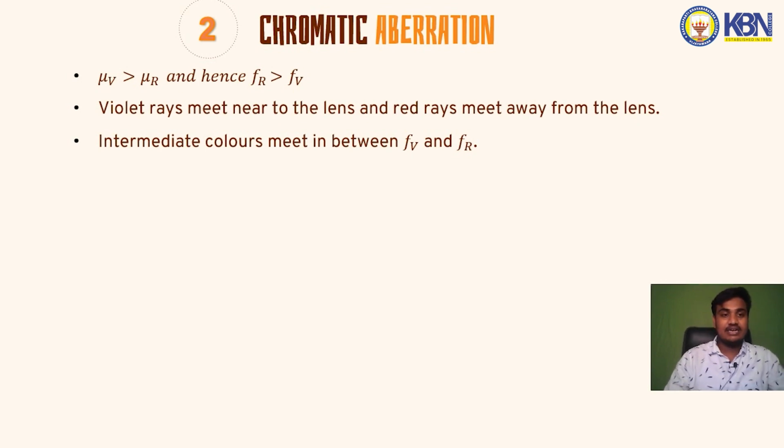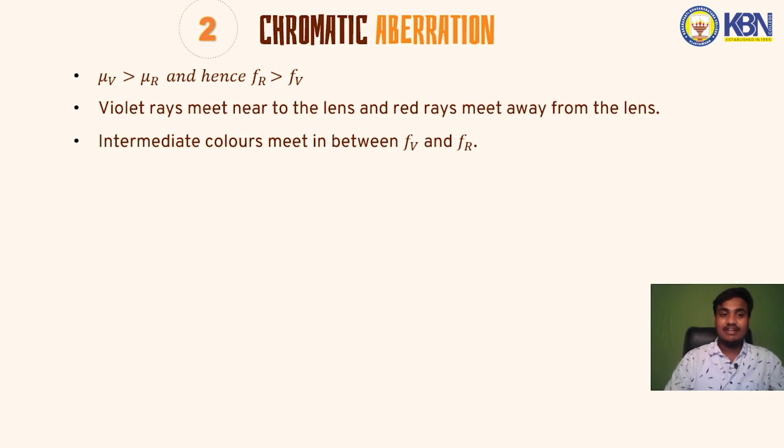If you place a screen at the focal length of the violet color, the center of the screen will appear violet and the remaining part will be red. If you place the screen at the focal length of the red color, the center will be red and the remaining part will be violet. If you place the screen in between the focal lengths of the violet and red colors, the image will be blurred. Actually, this defect is known as chromatic aberration.